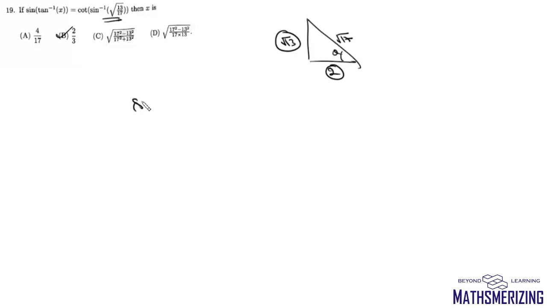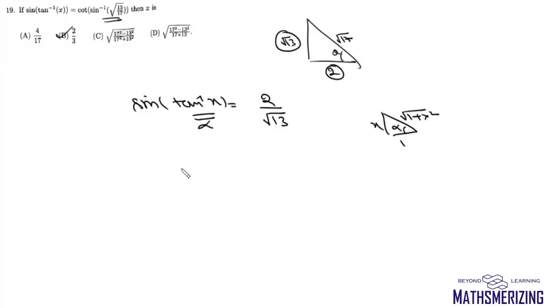So we can write sine of tan inverse of x as 2 upon under root 13. Now we'll take tan inverse x as alpha. Then tan alpha is x upon 1, so the hypotenuse will be root of 1 plus x square. So sine alpha is x upon under root of 1 plus x square, and it is equal to 2 upon under root 13. Now we'll square it, we get 13x square, and it will be equal to 4 plus 4x square.